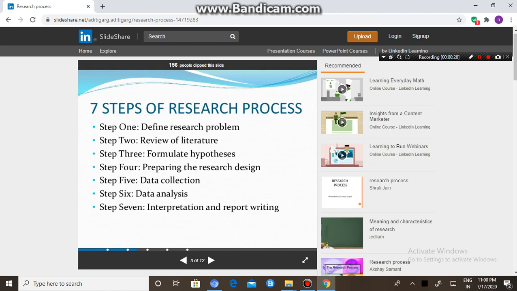7 steps of research process. Step 1. Define research problem. Step 2. Review of literature. Step 3. Formulate hypotheses. Step 4. Preparing the research design. Step 5. Data collection. Step 6. Data analysis. Step 7. Interpretation and report writing.